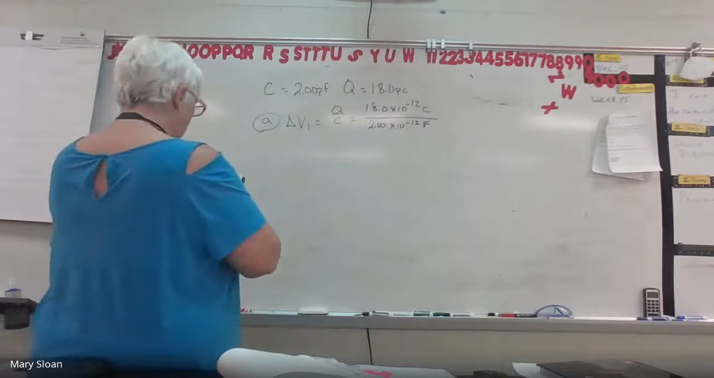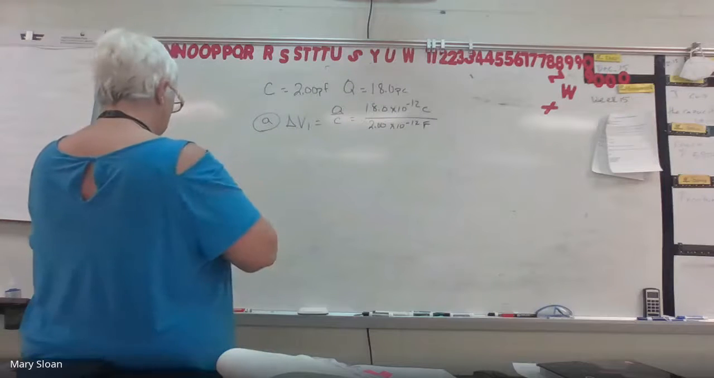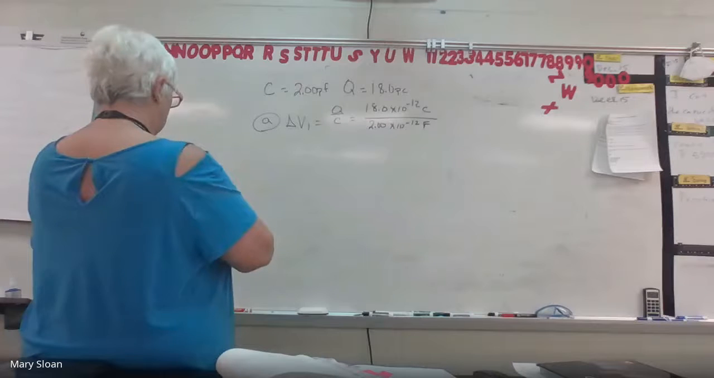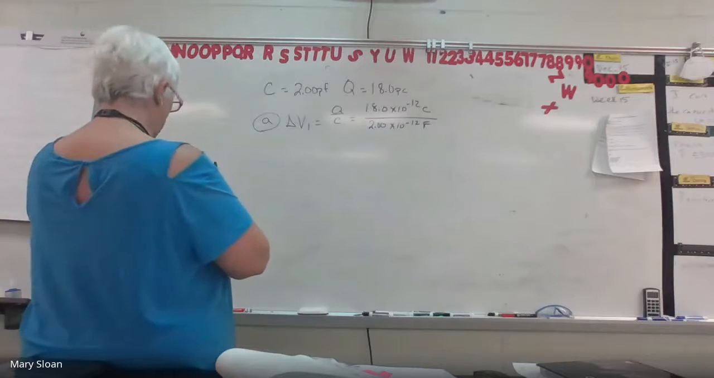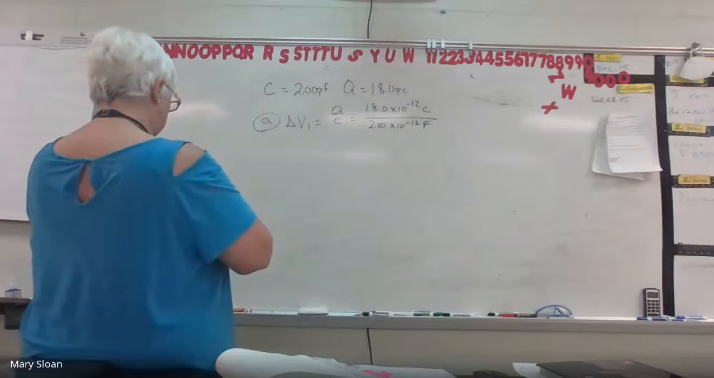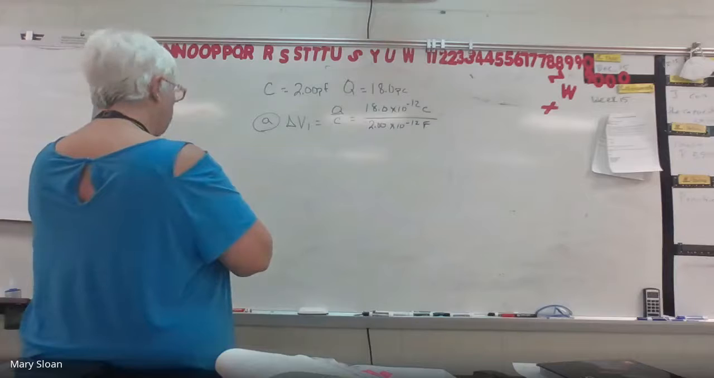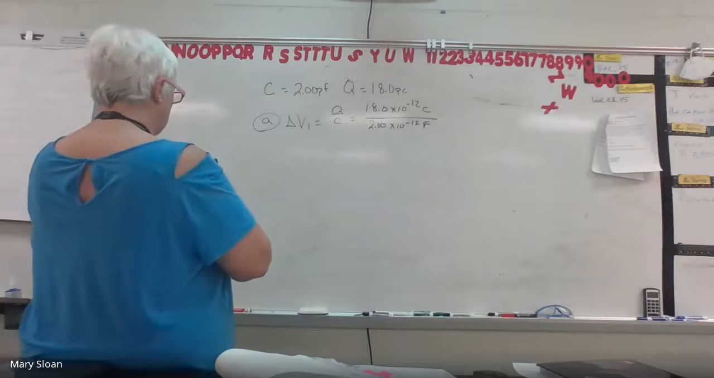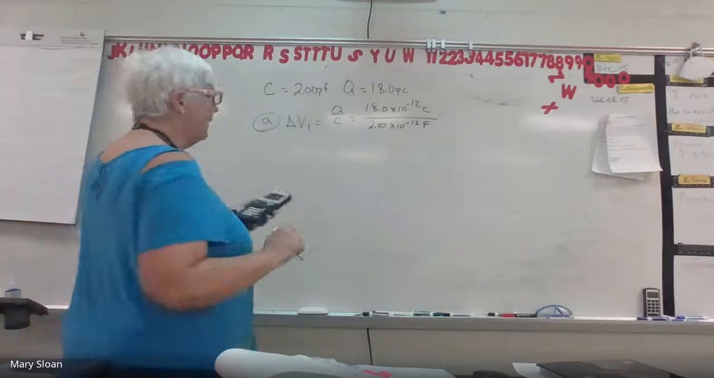So I do alpha Y enter. I do 18.0 times 10 caret negative 12 over 2.00 times 10 caret negative 12, and I got 9.